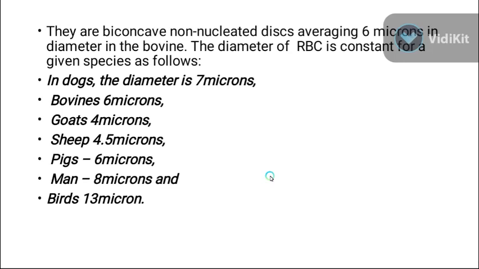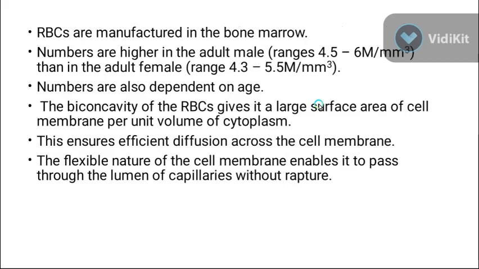The diameter of RBC is constant for a given species as follows. In dogs, the diameter is 7 microns. Bovines 6 microns. Goats 4 microns. Sheep 4.5 microns. Pigs, 6 microns. Man, 8 microns and birds 13 microns. RBCs are manufactured in the bone marrow.